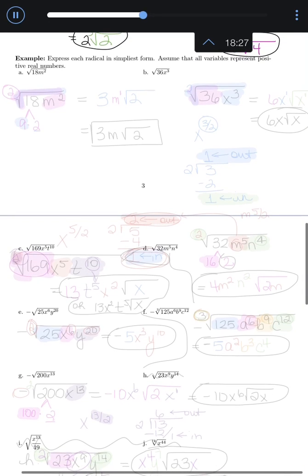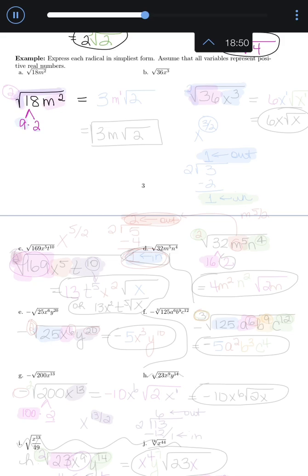Let's look at a few examples with variables in it. So let's start out with a. In a, we've got the square root of 18m squared. So we want to do what we've been doing, which is breaking down the 18 into two things, one of which we can take the root of. So we've got a 9 times 2 that we can break our 18 into.